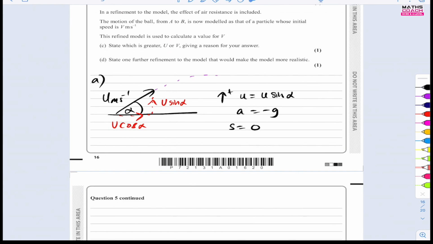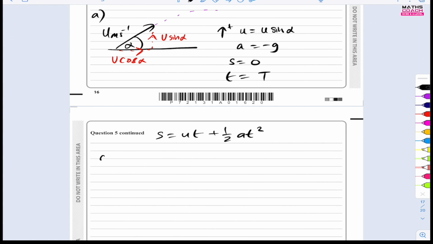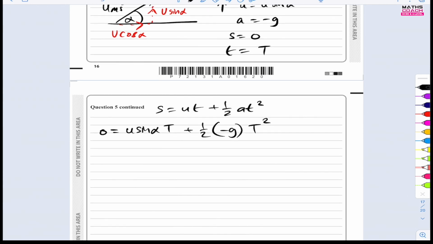Okay, so s is equal to 0, and we have t is equal to, let's do a capital T. Okay, so what formula would I use? s equals ut plus a half at squared. So that gives us 0 is equal to u sine alpha times t, plus a half minus g, and then t squared. Now, we'll leave that here for now.